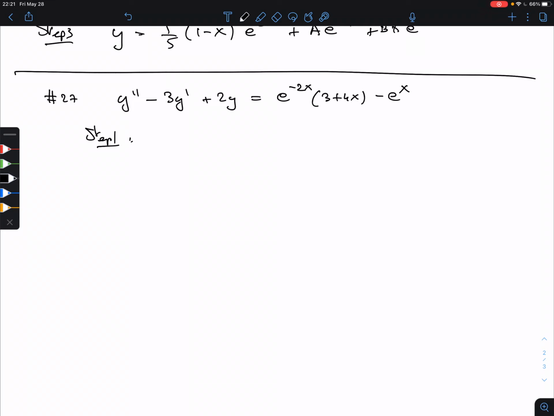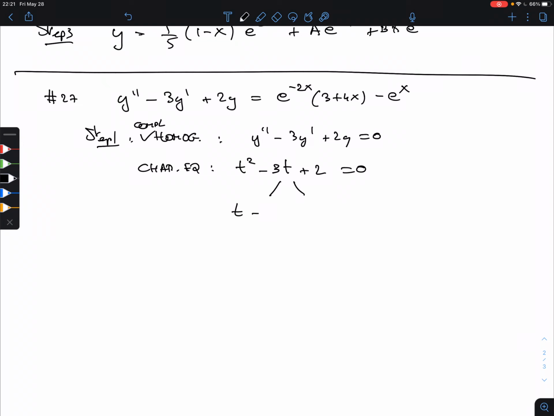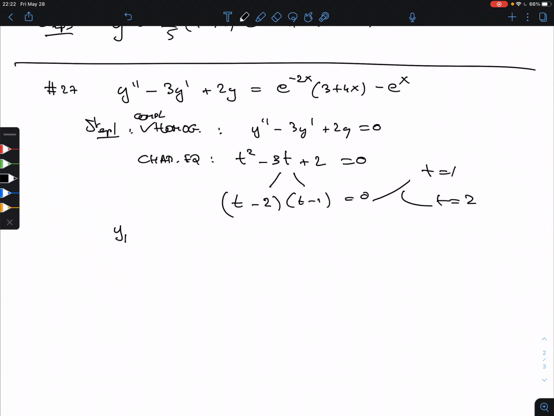Step 1, the homogeneous companion or complementary equation. Sorry, I sometimes say complementary companion equation. So that would be y double prime minus 3y prime plus 2y equals 0. So the characteristic equation is t squared minus 3t plus 2 equals 0. It's easy to factor. That is t minus 2 times t minus 1, right? Equals 0, so we see t is 1 and t is 2. They each have multiplicity 1. And so the general homogeneous solution looks like there's nothing special here.